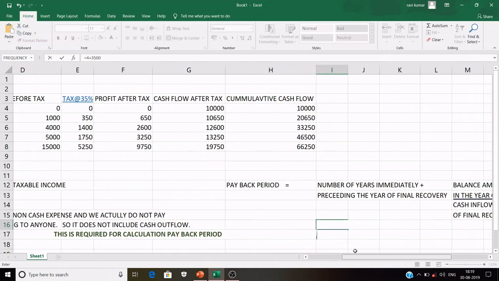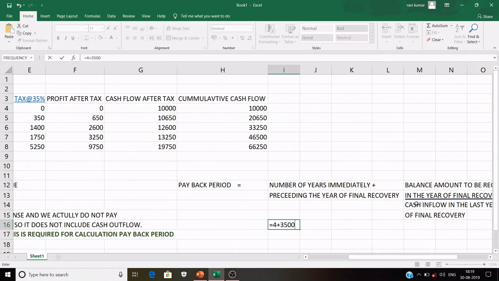So what is the cash inflow in the last year? It means the last line that is in our formula says the cash inflow in the last year of recovery. So in the last year of recovery is 19,750 rupees. So divided by 19,750 rupees, I will get my payback period. So 4.177 to 15. Let's round off it. So our payback period is 4.18.